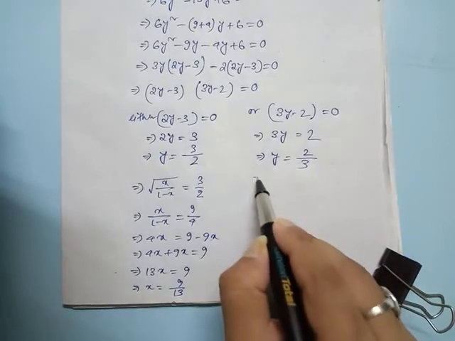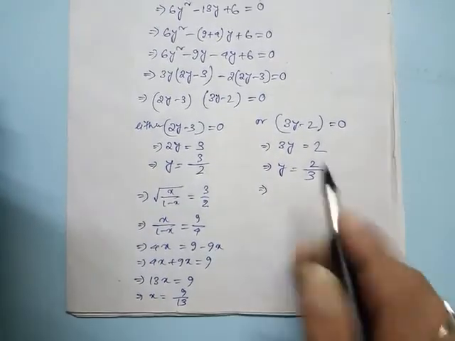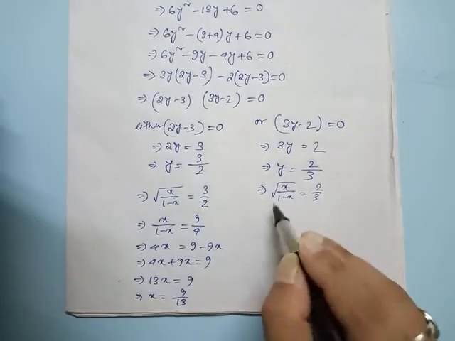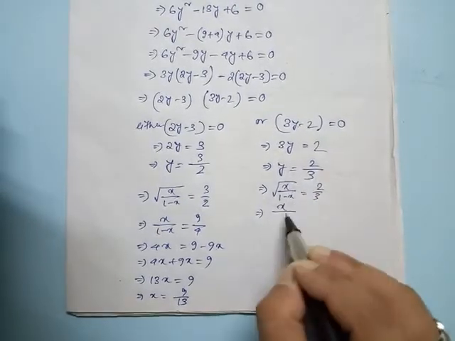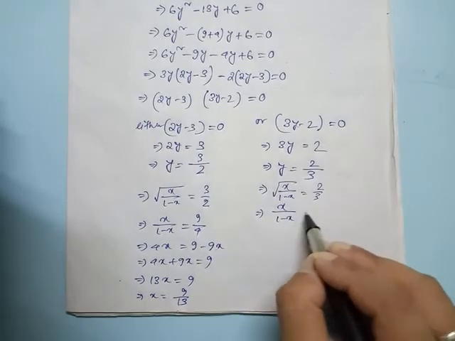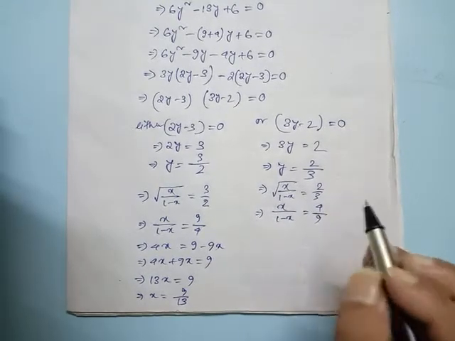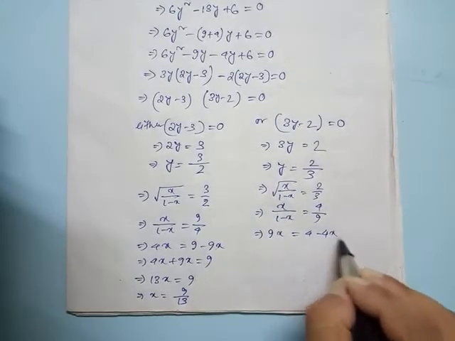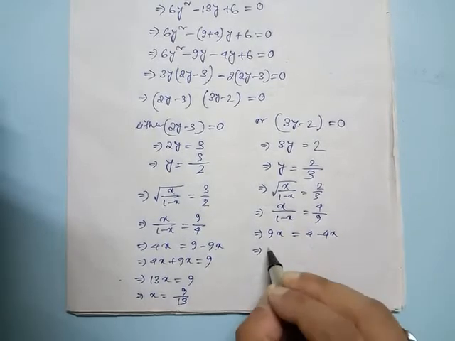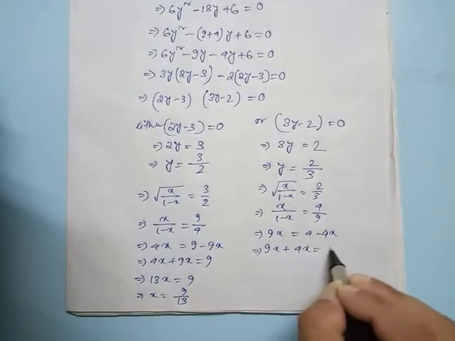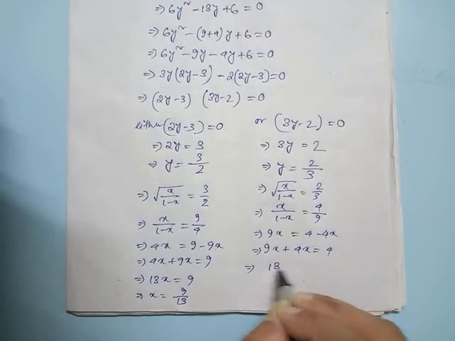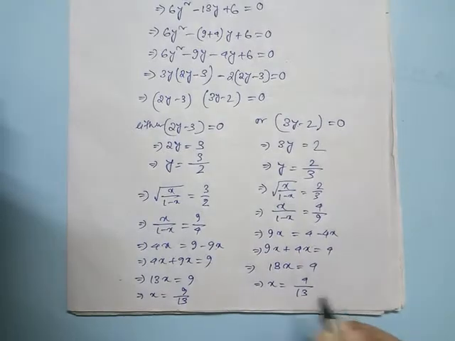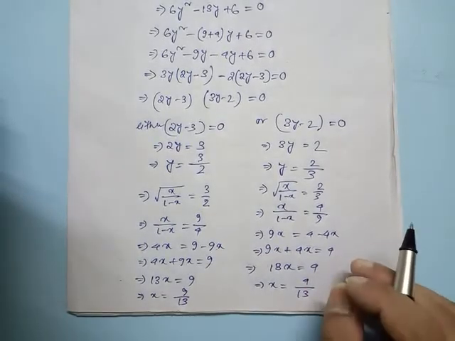Now again we'll put here the value of y. The value of y is root over x by 1 minus x equal to 2 by 3. Now squaring both sides, the square root cancels, x by 1 minus x equal to 4 by 9. Now go for cross multiplication: 9x equal to 4 minus 4x. Now take 4x to this side, 9x plus 4x equal to 4. So 13x is equal to 4, then x is equal to 4 by 13. This is the ultimate answer of this question.